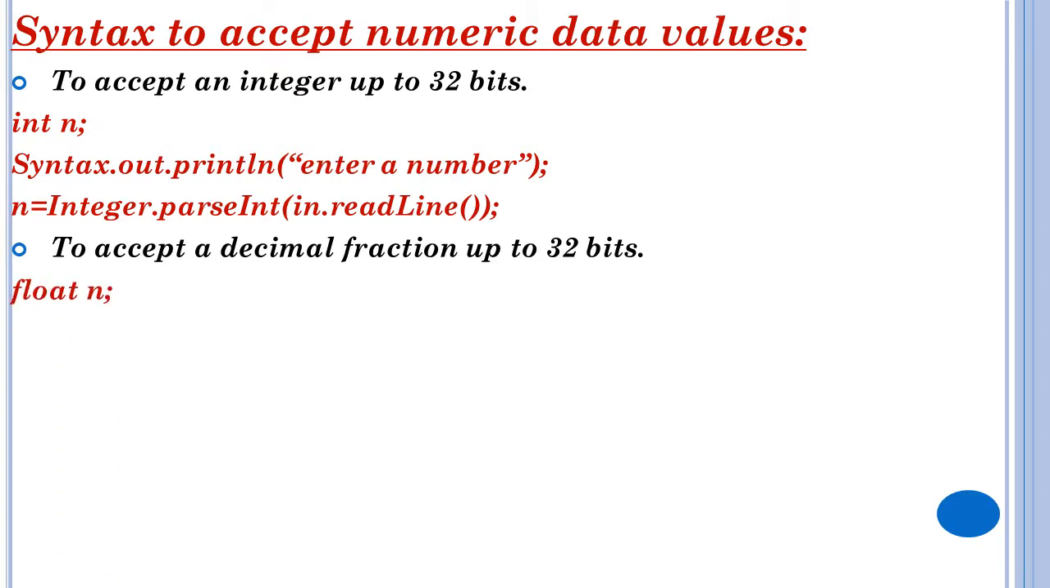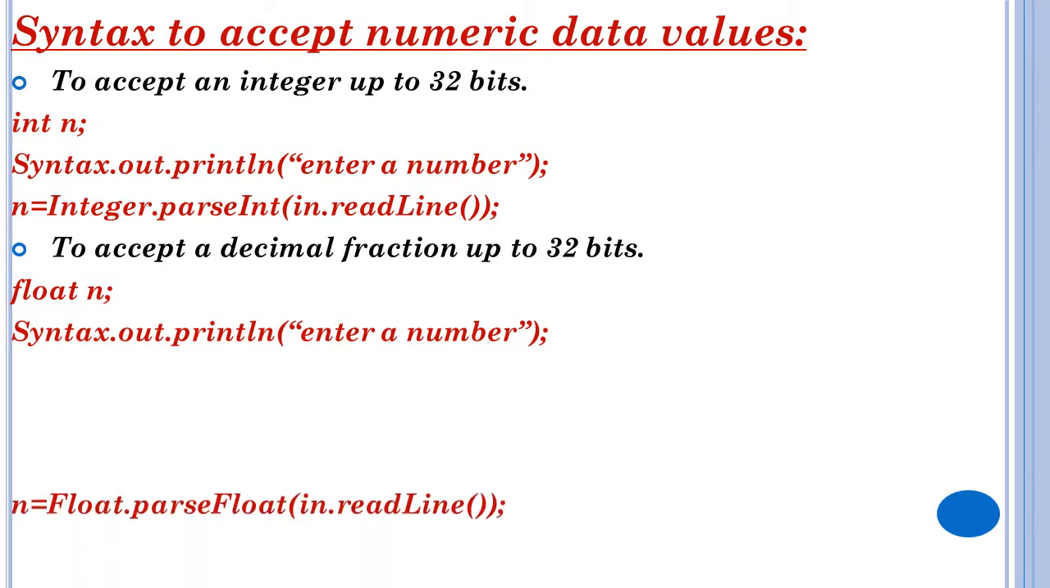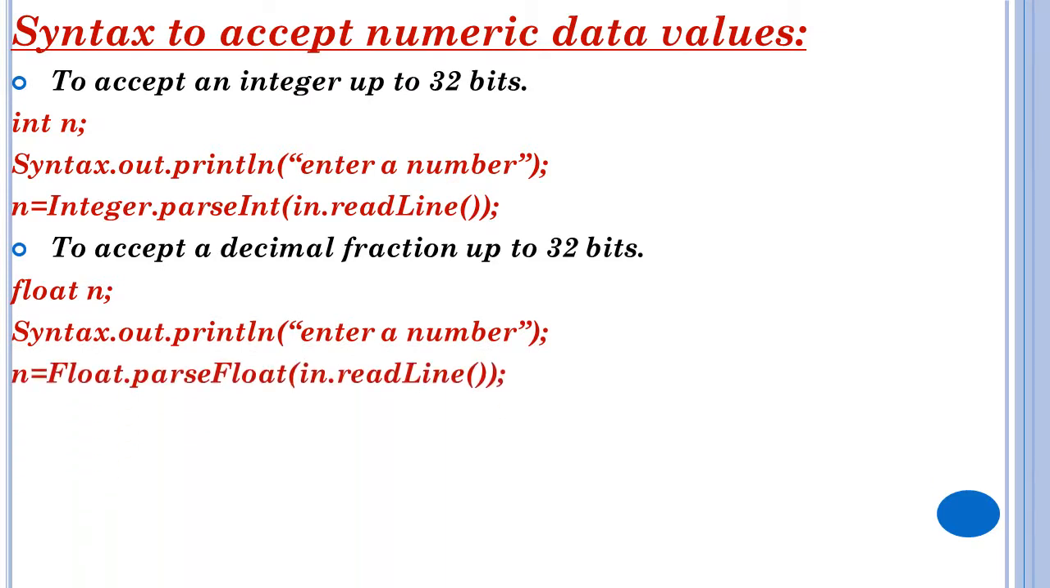Instead of int, we will use float, because it is a floating point number. Float n. Next, System.out.println, enter a number. Next, n equals to, instead of Integer, here we use Float, floating point number, right? So we have to use Float.parseFloat, open the bracket, in.readLine, open the bracket, close the bracket, again one more bracket and semicolon.